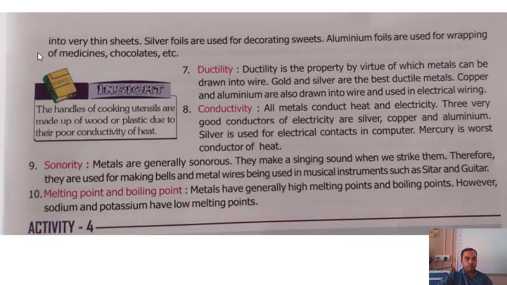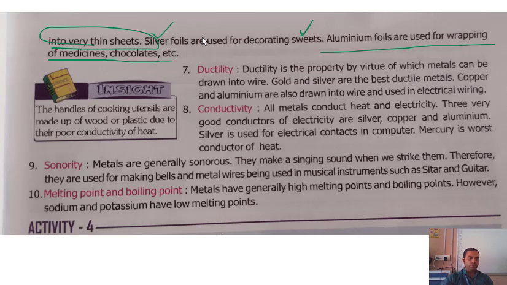They can be hammered into very thin sheets. Silver foils are used for decorating sweets. As you can see, over the sweets, silver foils are used to decorate them. So it can be converted into that much thin a sheet. Aluminum foil is used for wrapping medicines and chocolates. Aluminum wrappers are used for wrapping food items.